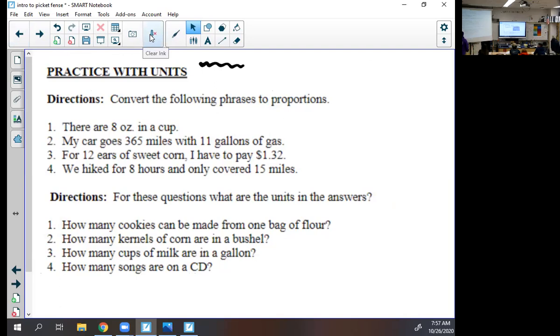So here we go. We were converting these probably about the time the bell rang. Is that about right, Sydney? So all we need to do for these, it says convert the following to proportions. So there's 8 ounces in a cup. So you would put 8 ounces per 1 cup.